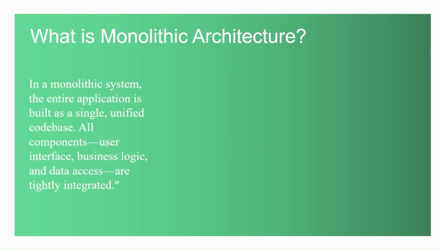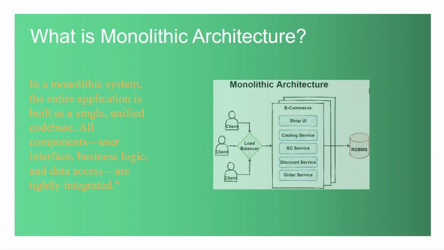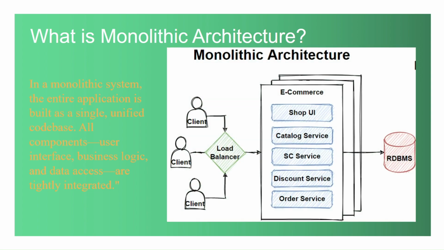Let's look at monolithic architecture. In a monolithic system, the entire application is built as a single unified code base. All components, user interface, business logic, and data access are tightly integrated. Imagine it like a single-story house where every room is connected without any walls separating them.